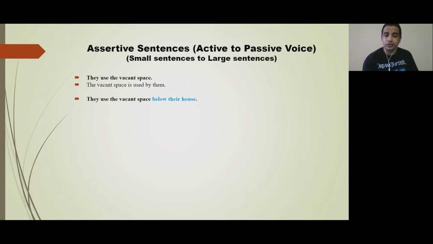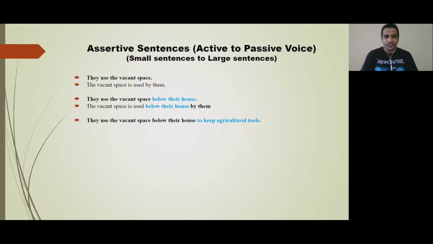Let's go for the next sentence: "They use the vacant space below their house." So the extension comes again and again: below their house. Would you feel disturbed when an extension comes in your sentence? No, never, because you have already identified subject, verb, object. So why should you bother about the extension? Don't worry about that. The answer is the same as earlier, but the extension takes place before "by." So the answer will be: the vacant space is used below their house by them.